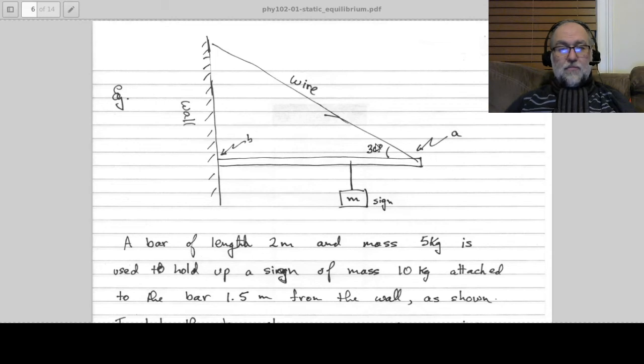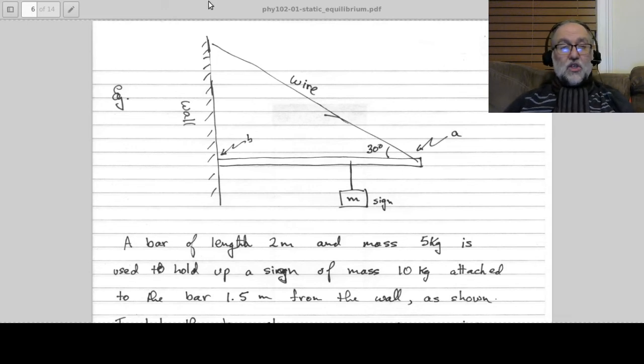Here's the guide wire. It goes up from the end of the bar here, up to the wall like that. Okay, so it's attached like that. There's a wire, and I tell you the angle that the wire makes. The wire makes a 30-degree angle like that. All right, so there's the situation, and this is stable. We want to engineer this so that it's stable.